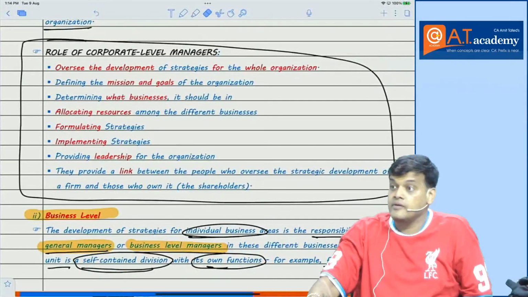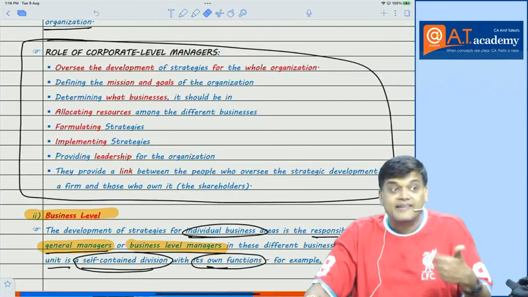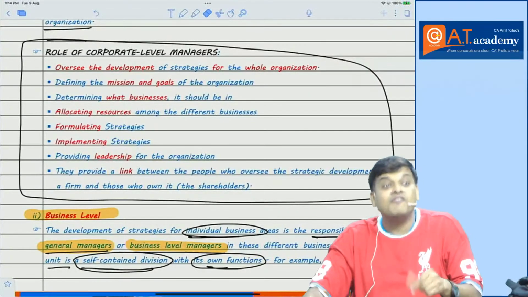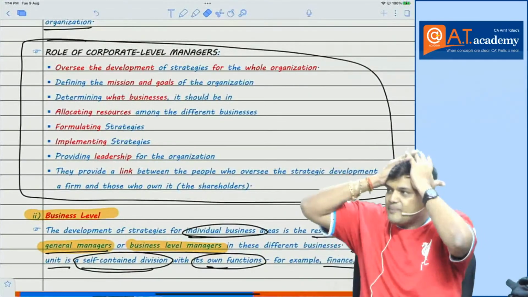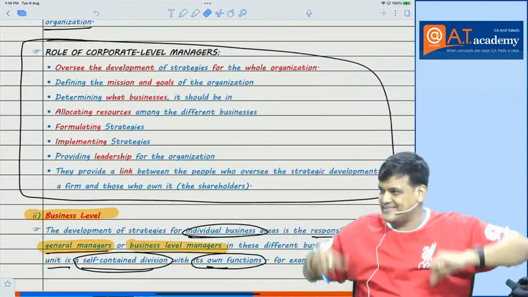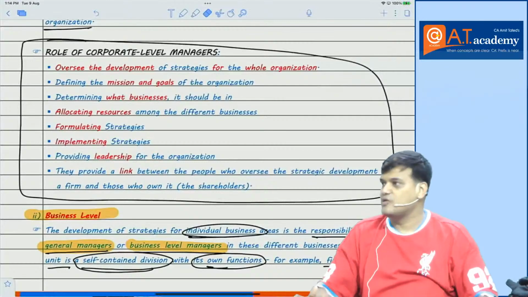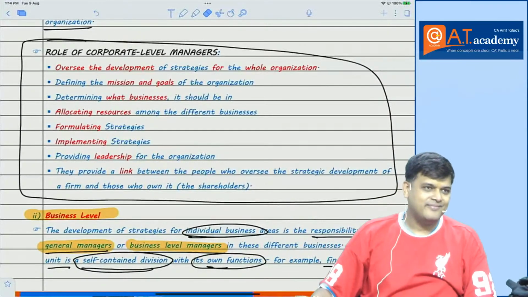Formulation, implementation. So leader is required while implementation. Leader does not require while formulation. At the time of formulation you require analytical skills. Implementation you require motivational skills. So leaders are required at that time.